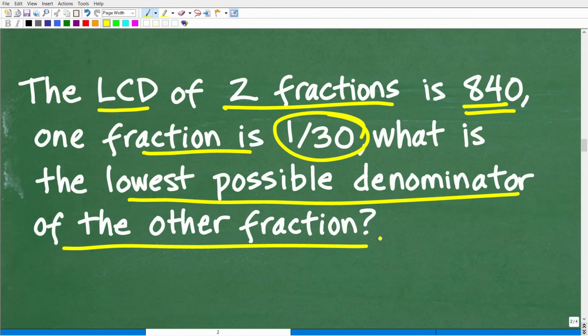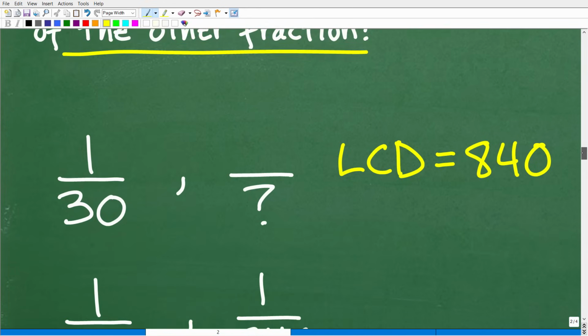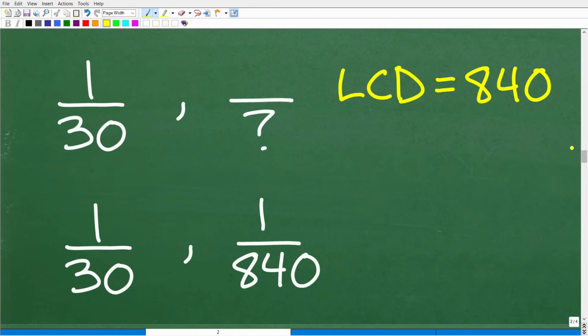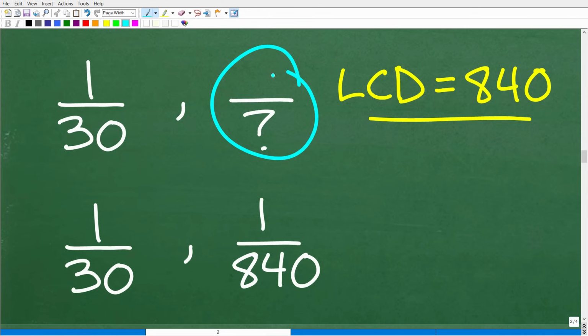All right, so at this point, hopefully, you now have the skills and the understanding of this question, because this can definitely be a bit confusing. Let's go ahead and get into this right now. Here we have one fraction, 1 over 30, and the LCD is 840. Now we're looking for another fraction, specifically one that has the lowest possible denominator, such that when I consider these two fractions, the LCD is 840.